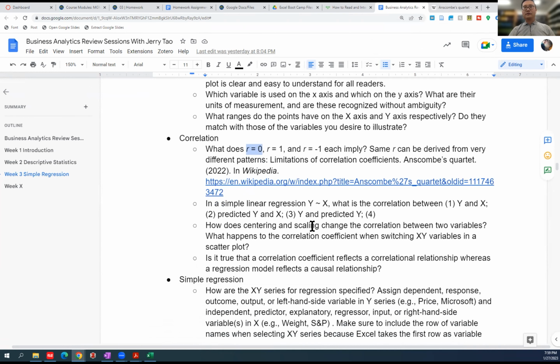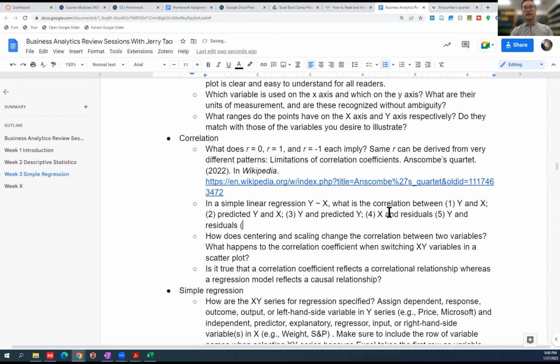I also encourage you to check some correlation coefficients. In simple linear regression, what's the correlation between x and y, predicted y and x, and y and predicted x? We could also check the correlation between x and residuals, y and residuals, as well as predicted y and residuals.